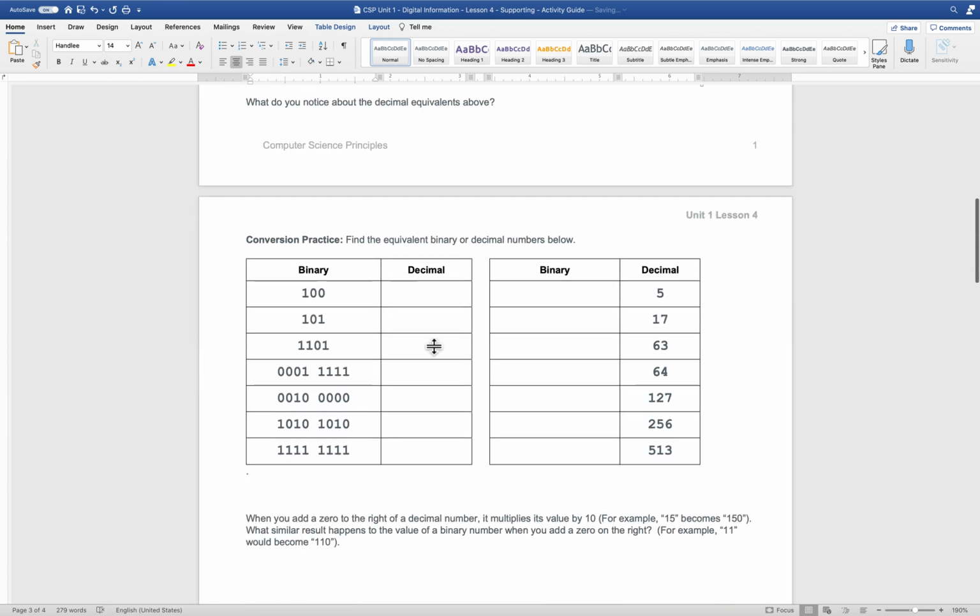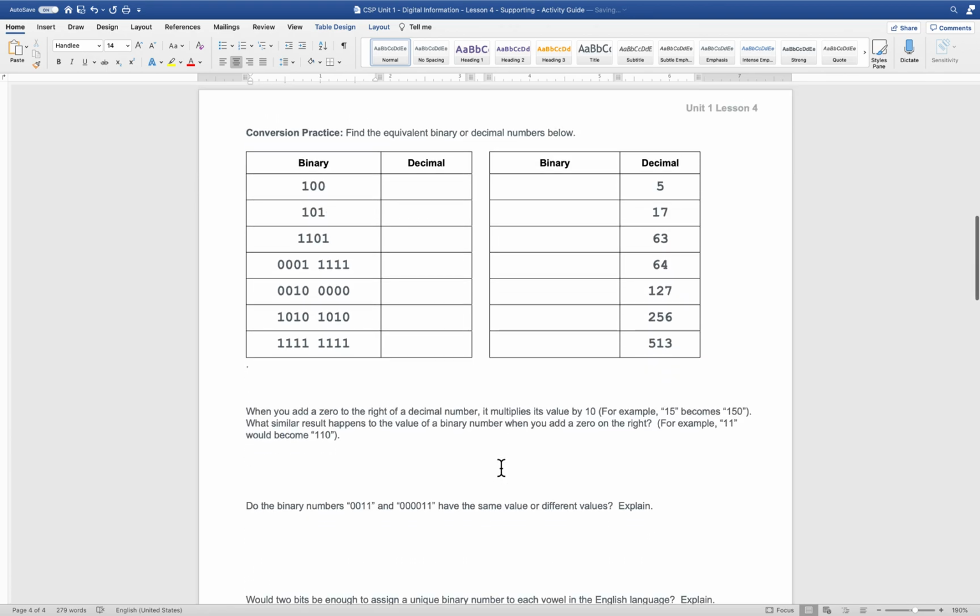And then conversion practice. Find the following binary decimal numbers below. So put your binary into the Flippy-Do and determine the decimal. And then determine the binary values for each of these decimal amounts.